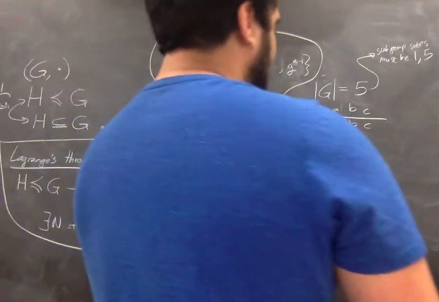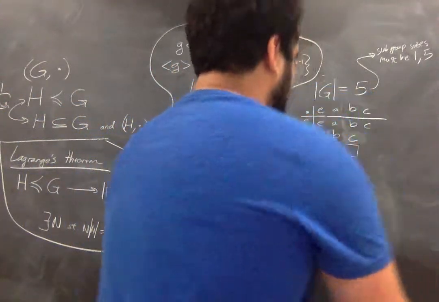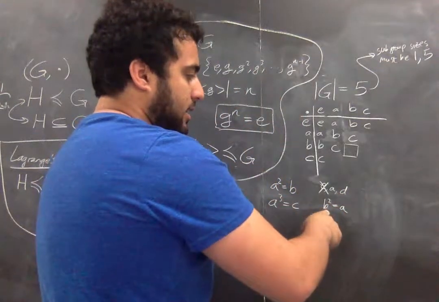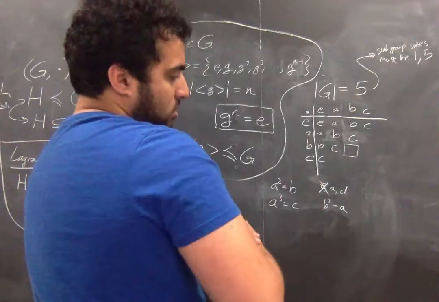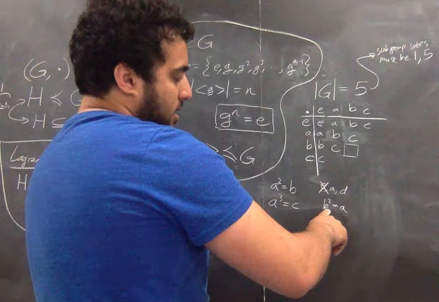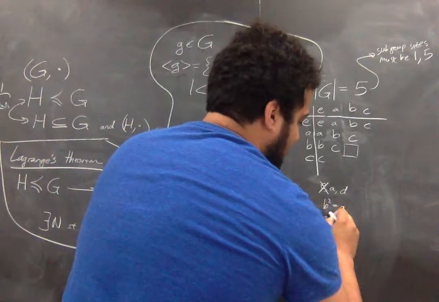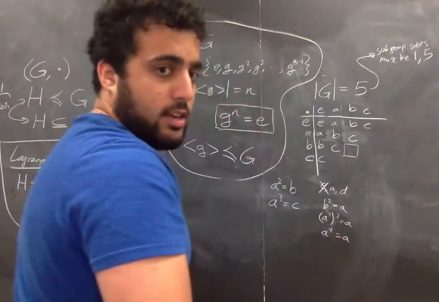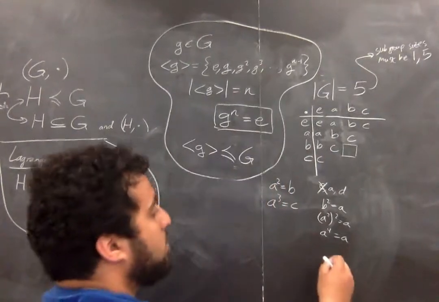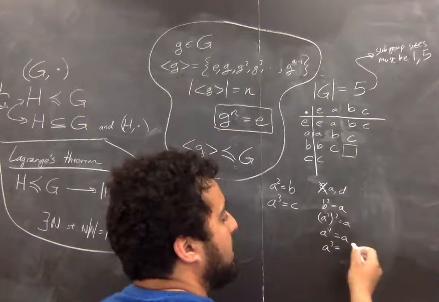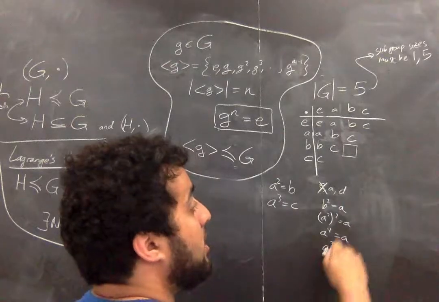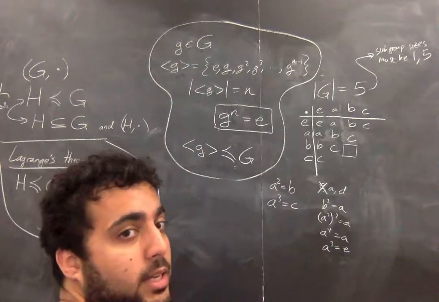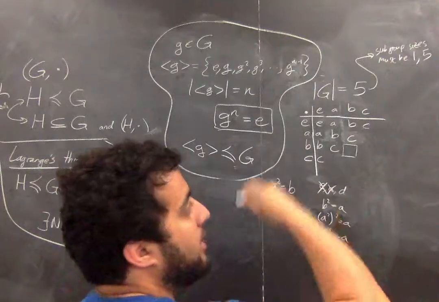Now could B squared be A? Well, if B squared is A, well, we already have that A squared is B. So if we plug in for B A squared here, we'll get A squared equals A, which means A to the 4th equals A. And now we can multiply by A inverse, which will tell us that A cubed equals A times A inverse, which is just E. So if B squared was A, that would imply that A cubed was E, which would mean we'd have a subgroup of size 3, which we can't have. So it can't be A either. It has to be something new.